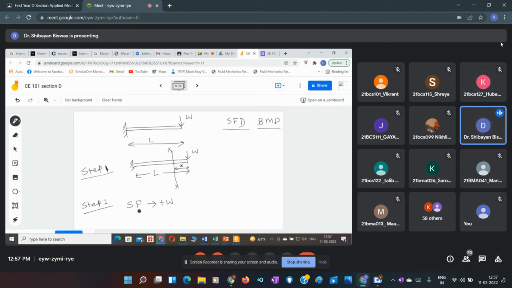Okay, first draw the shear force diagram. Then we will go for bending moment. So this shear force, whatever plus W has come, is it depending upon the section where we have taken? No, sir. Right? X may be anything. It will always be W. So if the section was here, here, here, anywhere, it will be W. What about here?